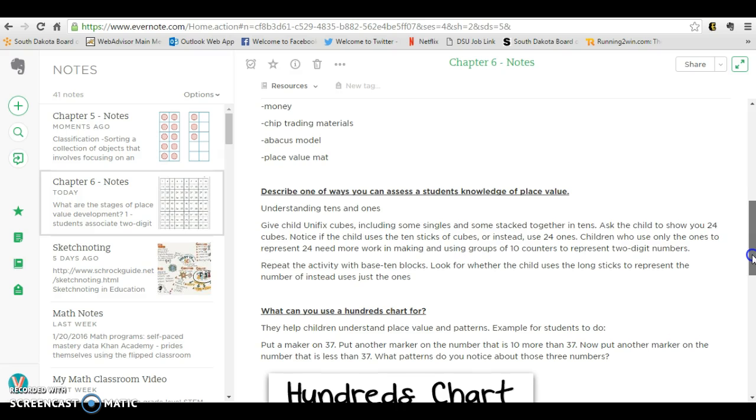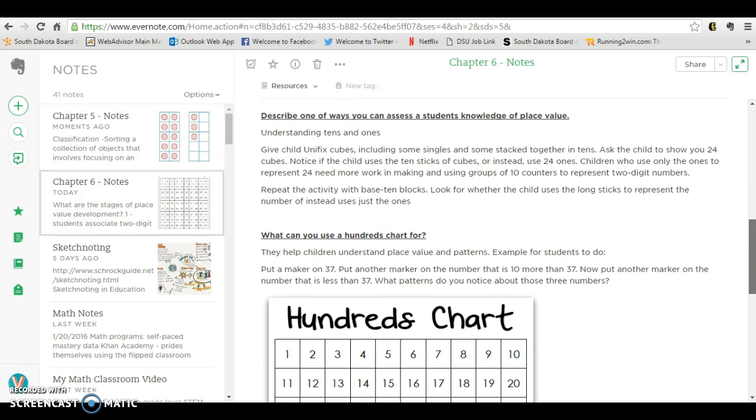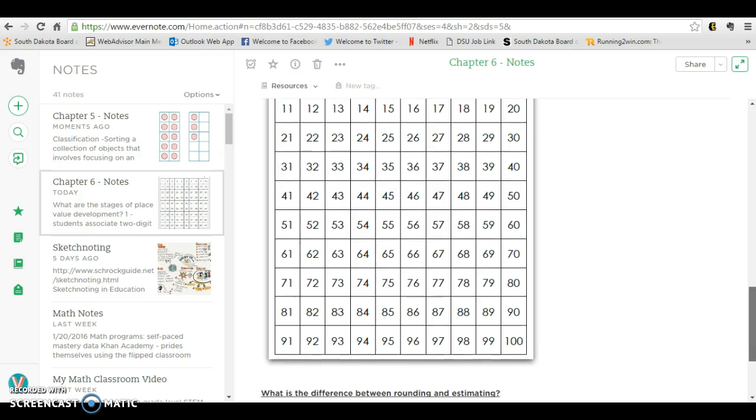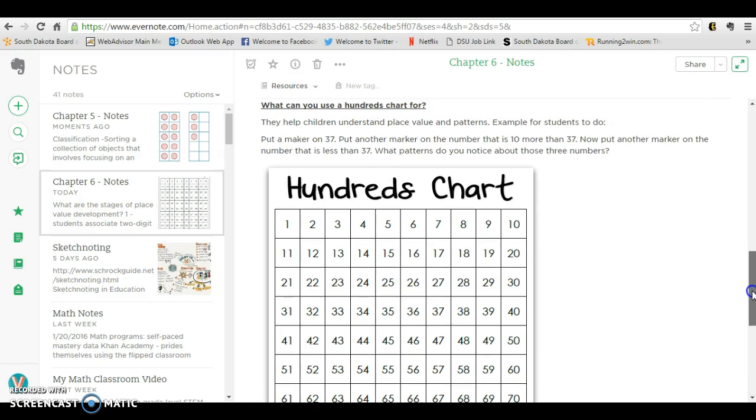What can you use a hundreds chart for? They help children understand place value and patterns, and here's an example of one. So an example activity you can do, have them put a marker on 37 and then tell them to put on one that is 10 more, which would be 47, and then one that is 10 less than 37, which would be 27, and ask them what kind of patterns they notice about these numbers.